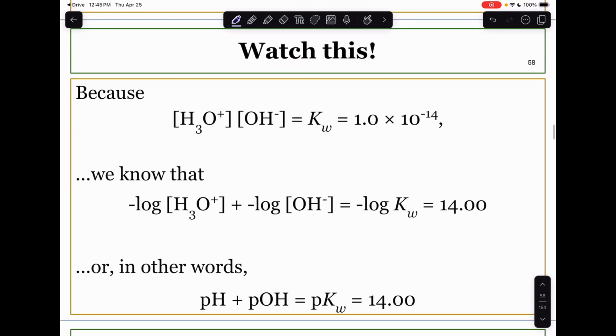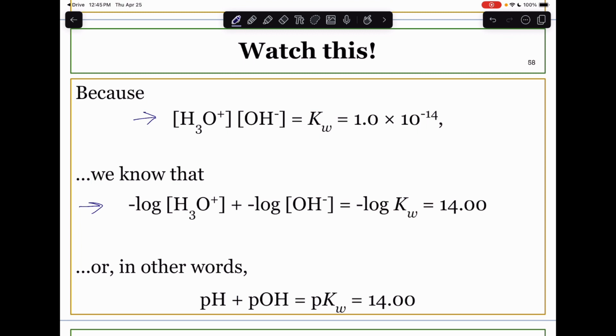All right, you're not going to know how to do this math, but I'm going to show you how we can derive an equation to get a new one. So we have seen this equation here, H3O+ times OH- is equal to Kw, and that is equal to 1 times 10 to the negative 14. If we take the negative log of both sides, we then get this.